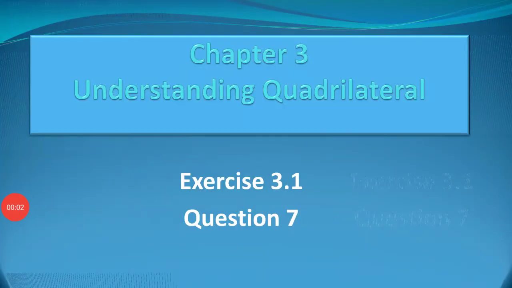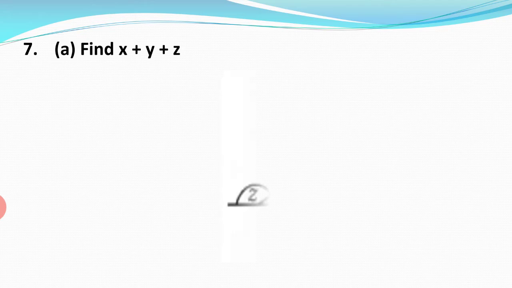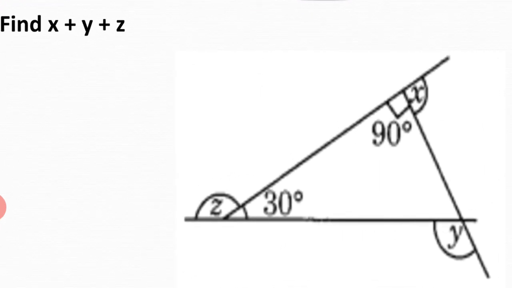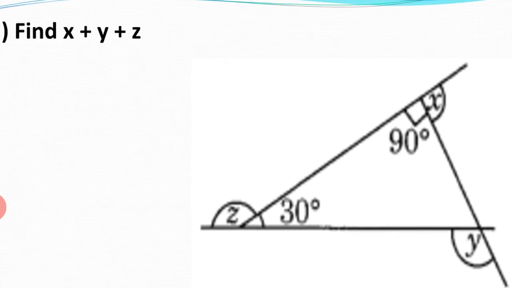Welcome students. In this video we are going to see exercise 3.1 question number 7. Here we need to find out x plus y plus z. What are x plus y plus z? These are measures of the angles which are in the exterior of the given shape.